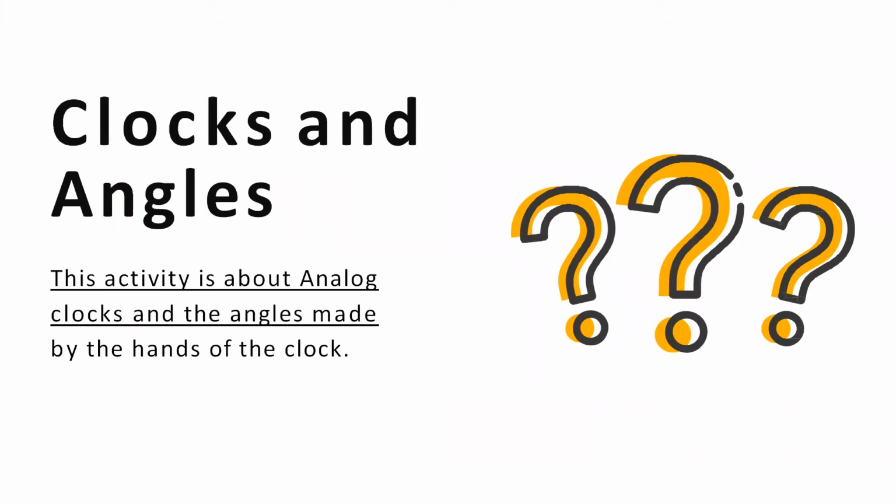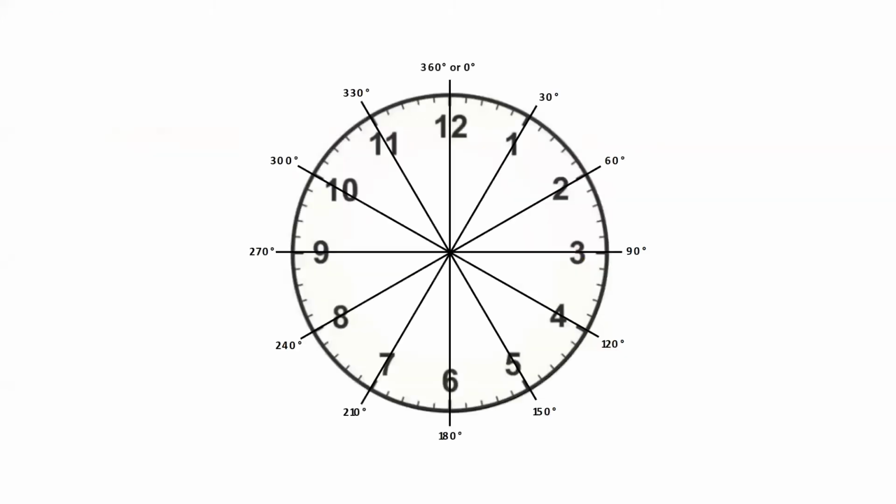Clocks and angles. This activity is about analog clocks. We are not talking about the digital clocks which people wear, which just show the time like 12:48. We are talking about the analog clocks, the one you have seen on the first slide. This activity is about analog clocks and the angle made by the hands of the clock. Okay, so let's keep on moving.